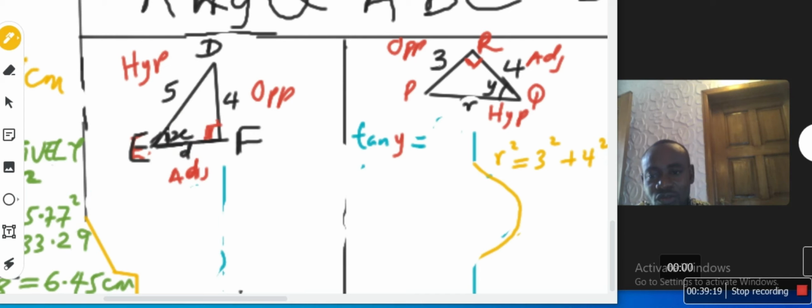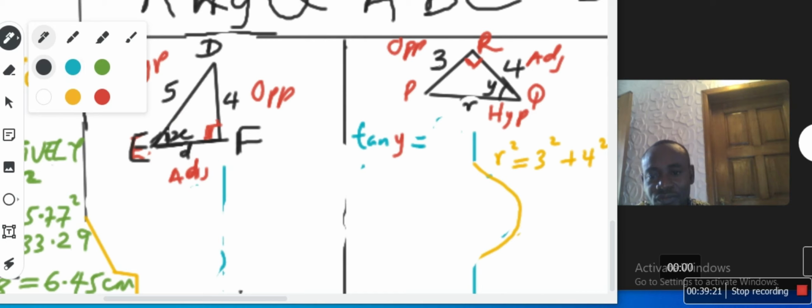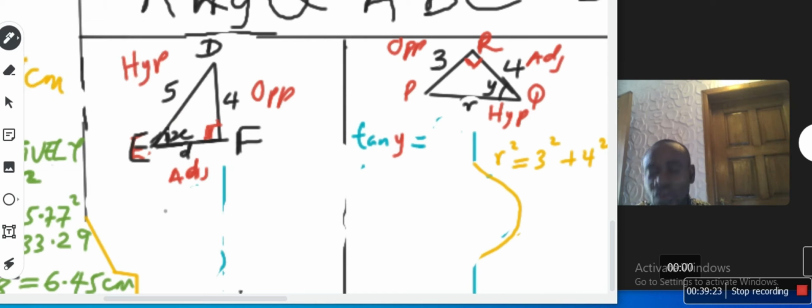What squared is equal to what squared plus what squared? You don't have to even use letters, just use them as they are. 5 squared, good, because the hypotenuse is 5. So you can say 5 squared is equal to 4 squared plus the D squared we don't know. So what is D squared?